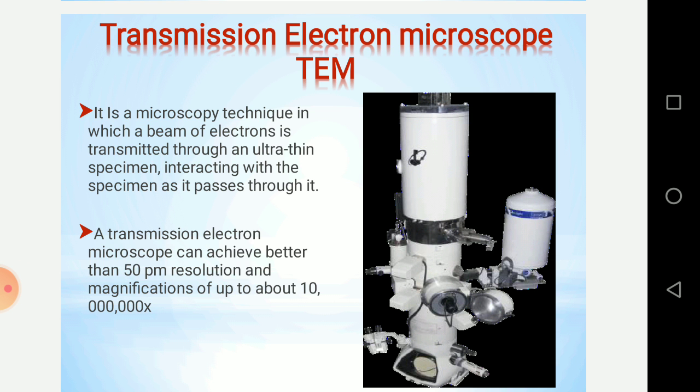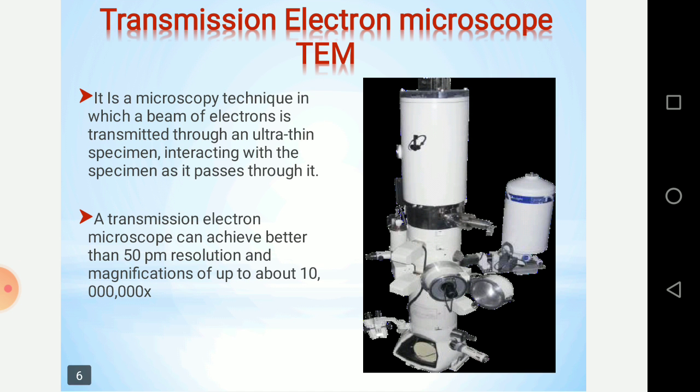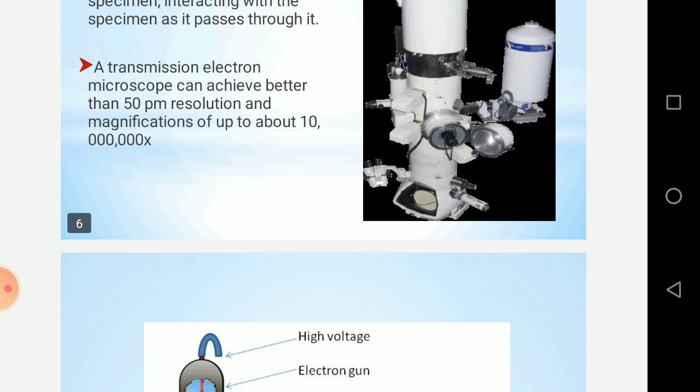Coming to the transmission electron microscope, it is a microscopy technique in which a beam of electrons is transmitted through an ultra thin specimen, interacting with the specimen as it passes through it. A transmission electron microscope can achieve better than 50 picometer resolution, and magnification is up to 10 lakh x, which means we can magnify that many times. So we will study the transmission electron microscope in detail.